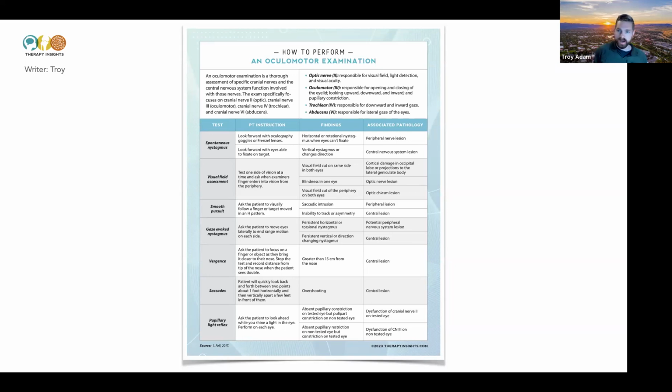Saccades. So saccades, this is another thing that I feel like, if you don't do this a lot, you get saccades and nystagmus confused, or I find that that's something that people struggle with. But saccades is, I'll have my patient look at my nose and then look at my finger. So they're quickly shooting back and forth between looking at my nose and looking at my finger quickly.